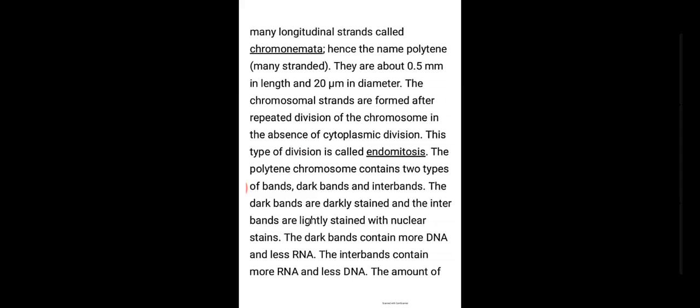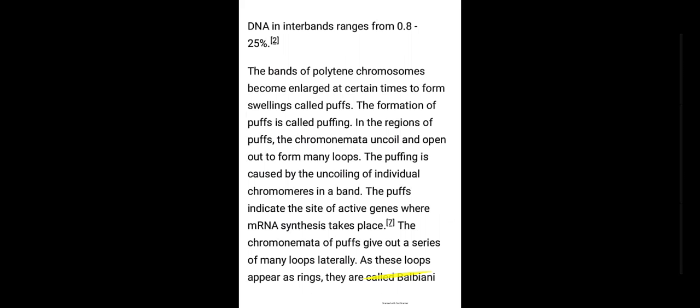The polytene chromosome contains two types of bands, dark bands and interbands. The dark bands are darkly stained and the interbands are lightly stained with nuclear stains. The dark bands contain more DNA and less RNA. The interbands contain more RNA and less DNA. The amount of DNA in interbands ranges from 0.5 to 25%.